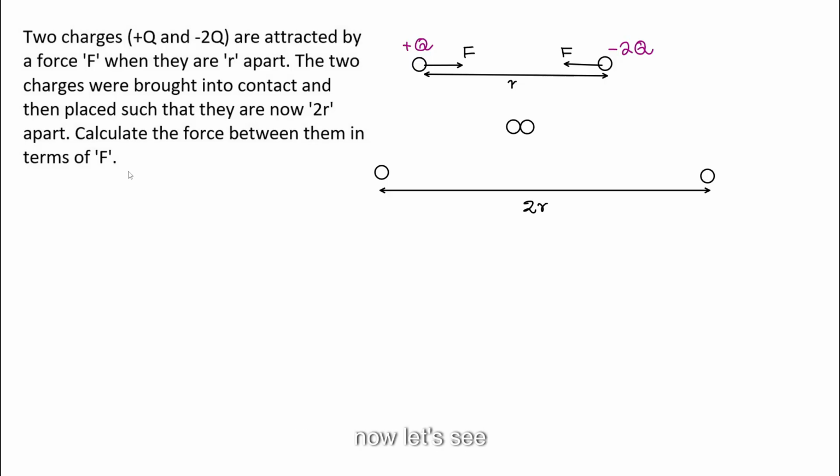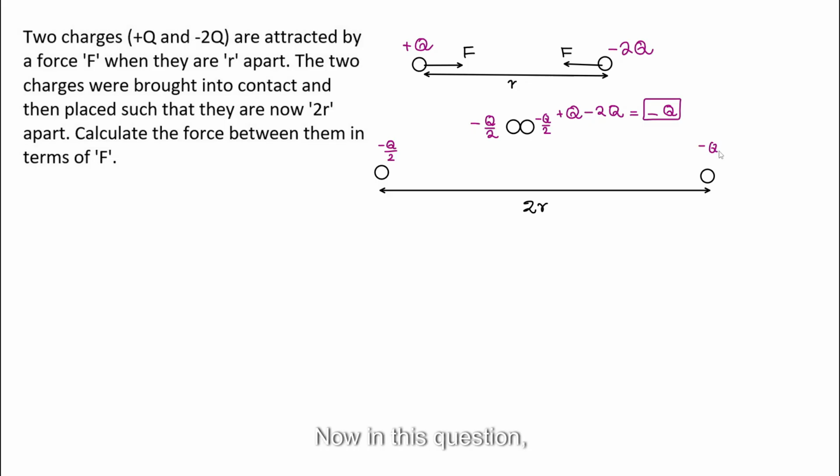Right. Now let's see what happens when you actually bring them into contact. These two will cancel out partially. 1 minus 2, so that's negative Q. Now this is the overall charge. So what will happen now? That will be negative Q over 2, and that will be negative Q over 2. So the charges are negative Q over 2 here and negative Q over 2 here.